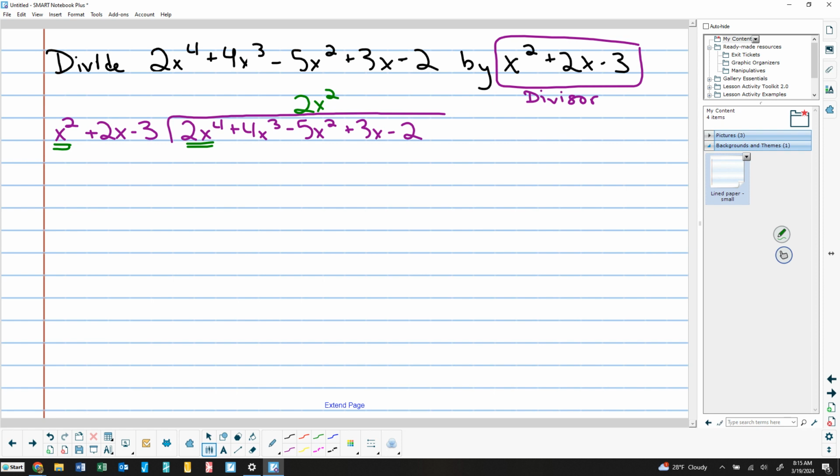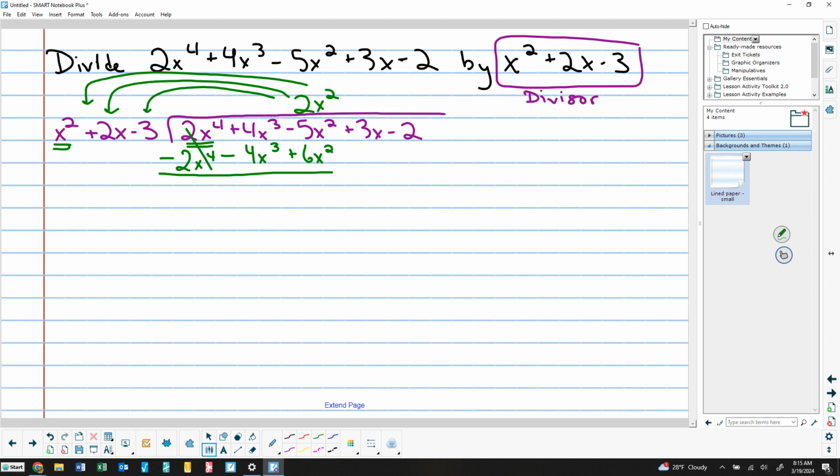So now I'm going to multiply the 2x squared by all three of these things. Okay, so when I multiply 2x squared by x squared, I get 2x to the 4th. 2x squared times 2x, I get 4x cubed. And 2x squared times 3, I get a negative 6x squared. Draw a line and change all of your signs.